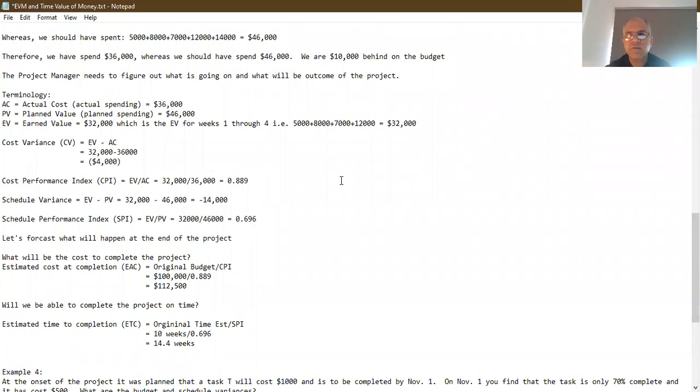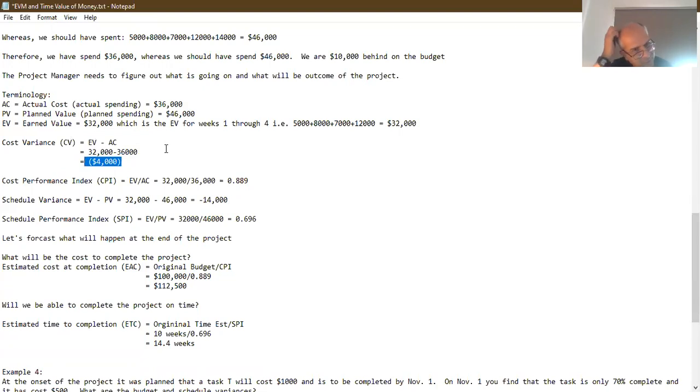There are two types of variances that we are concerned with. One is our cost variance, which is concerned with how much of a variance exists between the actual and the plan, right? So the cost variance is the earned value minus the actual cost. The earned value is 32,000 and the actual cost is 36,000. So 32,000 minus 36,000 is negative 4,000. So there's a variance in the cost, and it's a negative variance.